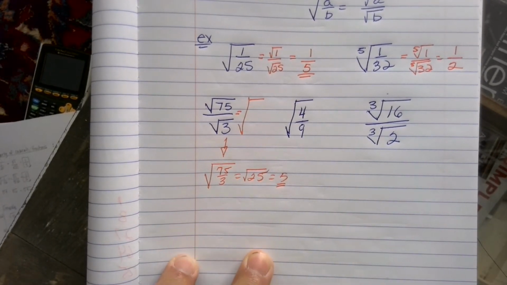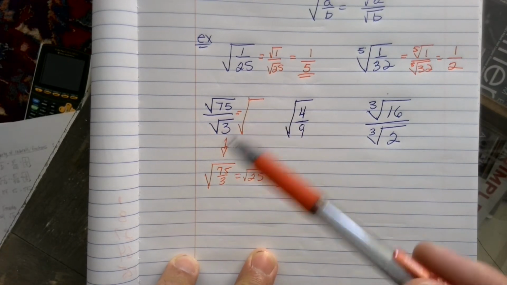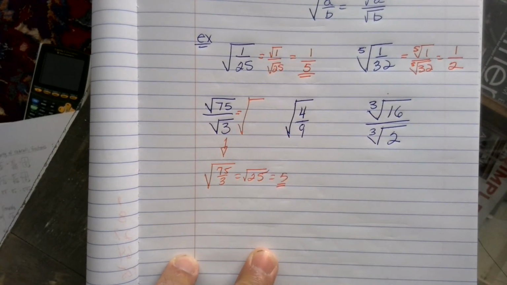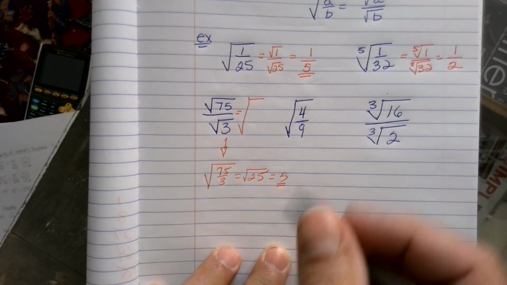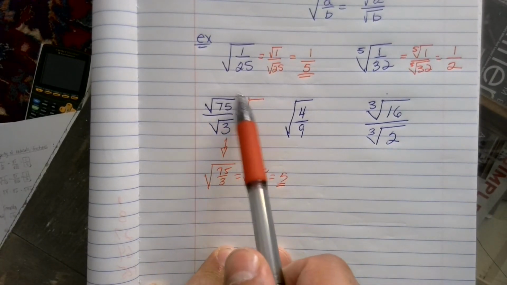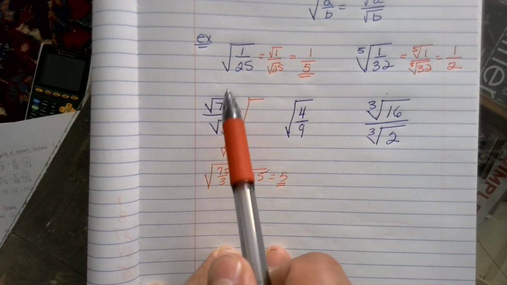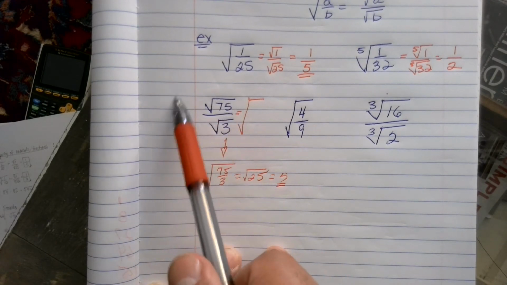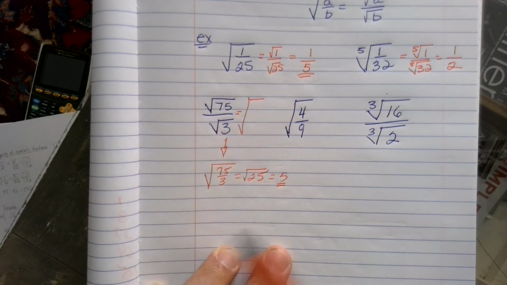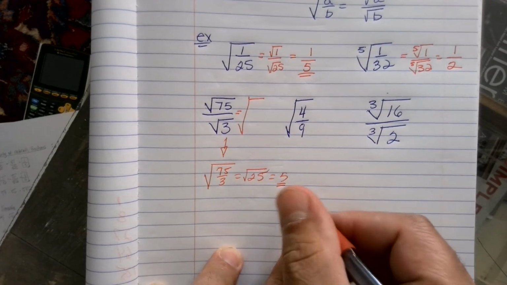So there's no one right way to do it. This is just a simpler way, and if you're able to see it, that's great. And if you're not, we could have done this by breaking up 75, right? Simplifying this fraction as rad 25, rad 3, and canceling out. We would have come up with the same answer.